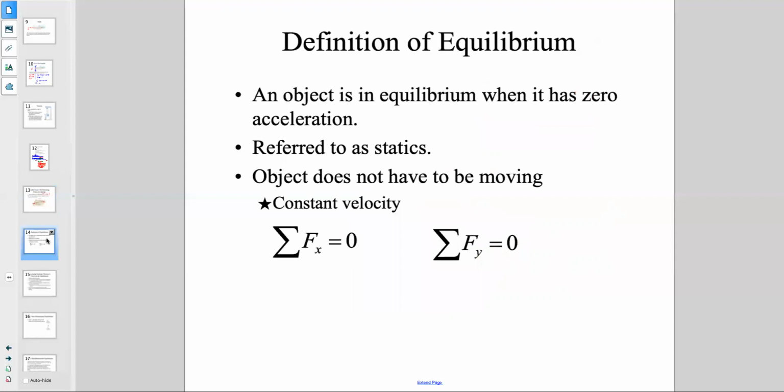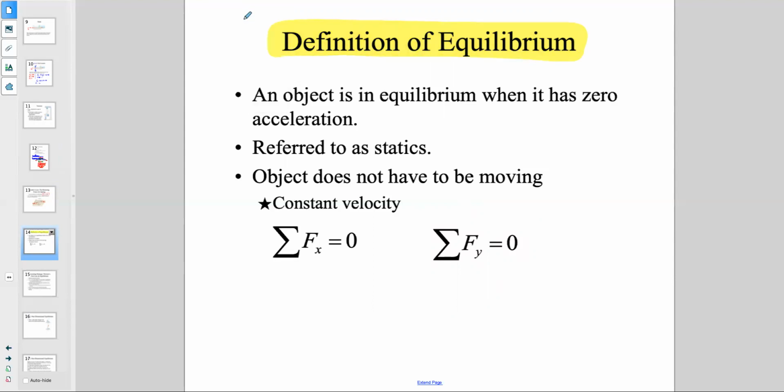Now, next part of this chapter, definition of equilibrium, and this is also very important. I can guarantee you that you will have a problem given to you in one of the exams about equilibrium. So pay attention to this. This is extremely important, all right?